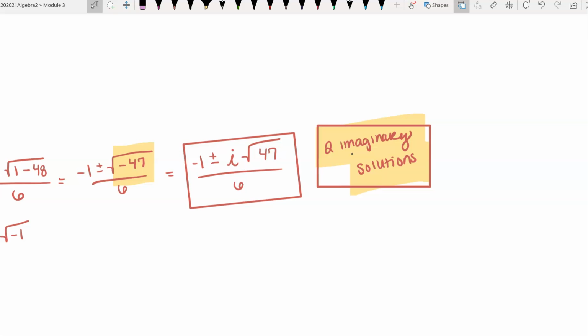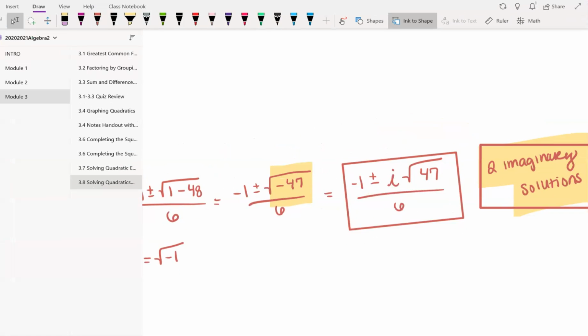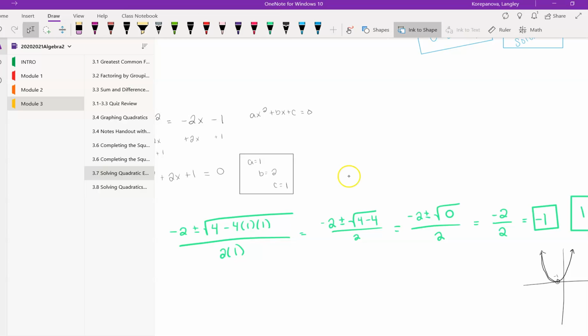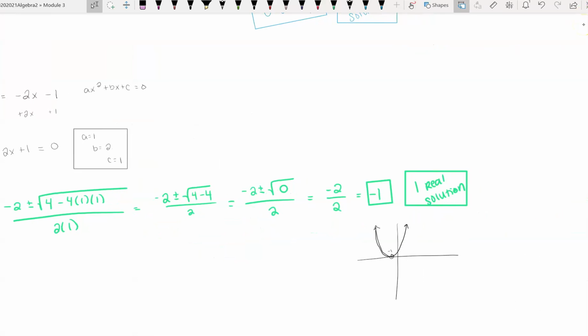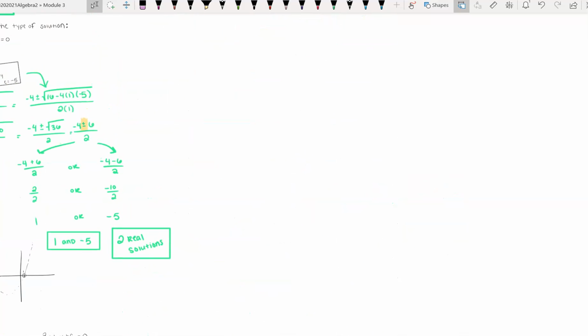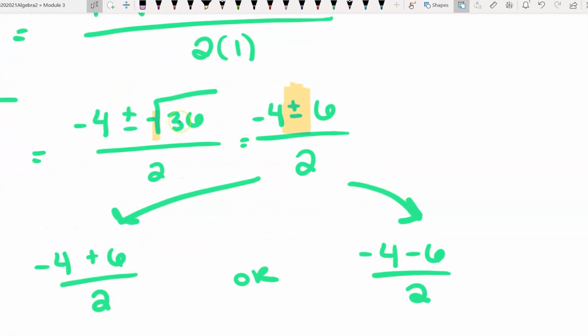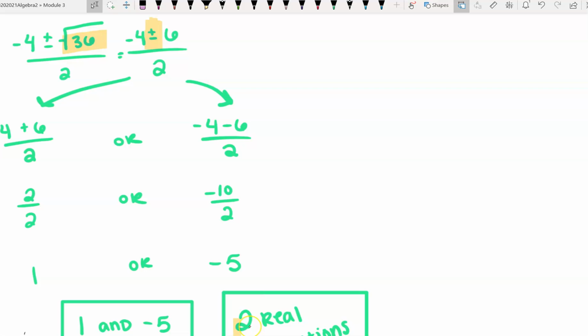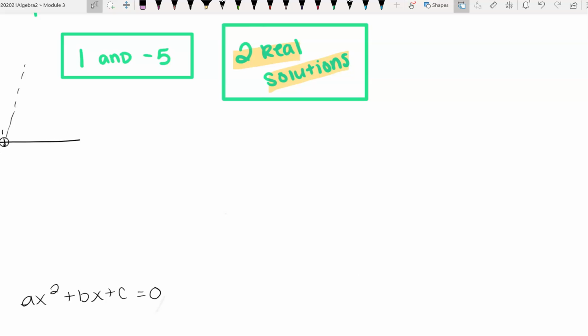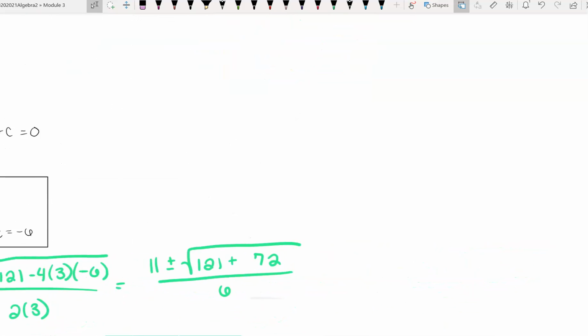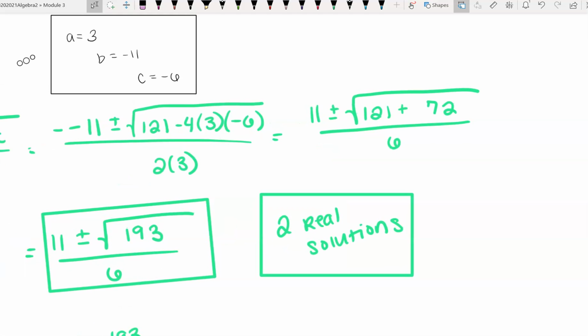Let's go back to the other notes. I want to show you something. Let's go back to 3.7, and let's go up to what we had up here. Whatever problem this was, I have no idea. I had a positive under the radical, and my answer was 2 real solutions. I had a positive under the radical, and I had 2 real solutions.